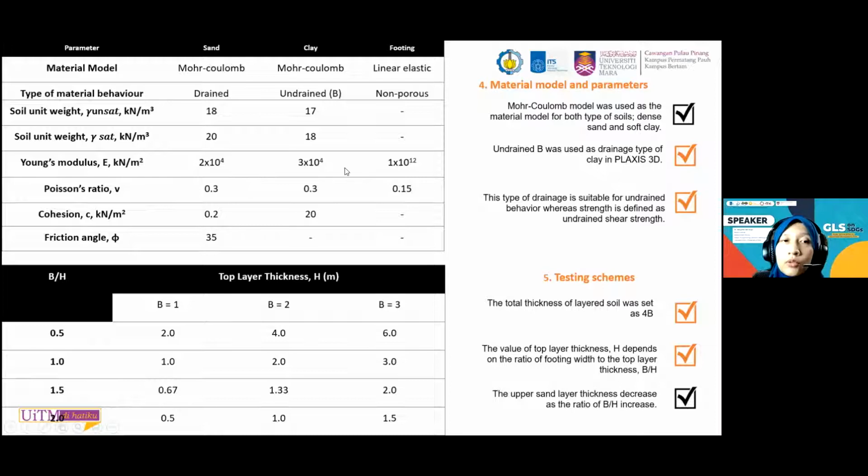Before that, you have to assign the material properties. For example, here we assign the soil model as a Mohr-Coulomb model, and then we have to identify the parameters or variables that influence the output of our results. Also, because we have layered soil, you need to identify the geometry or thickness of the top and bottom layers. These are the testing schemes applied during the computer modeling and simulations.